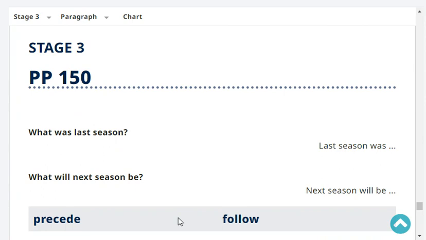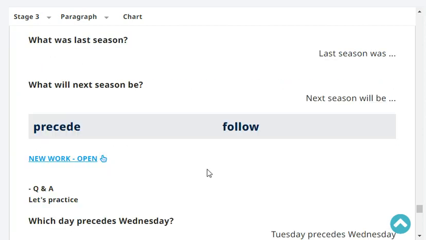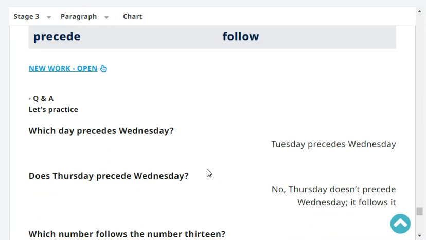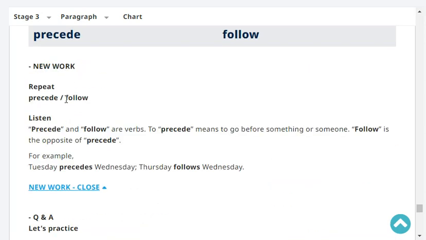What was last season? The last season was autumn. What will next season be? Next season will be spring. Very good. Next, repeat. Precede, follow. Very good.